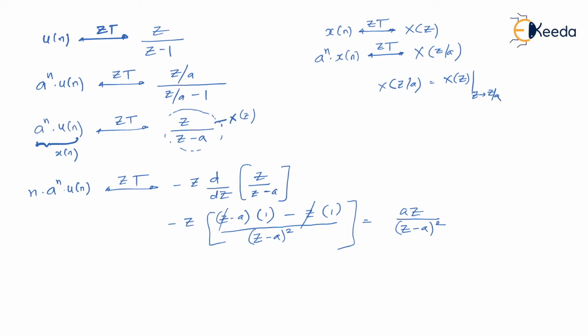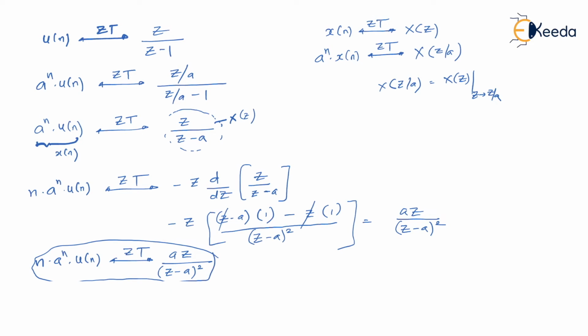So this is the final result: n times a to the power n u of n will have its z transform as az upon z minus a whole square. So this is the property to be remembered. I'm sure you understood this property, that is the multiply by n property. Let's move to the next property called the time difference property.